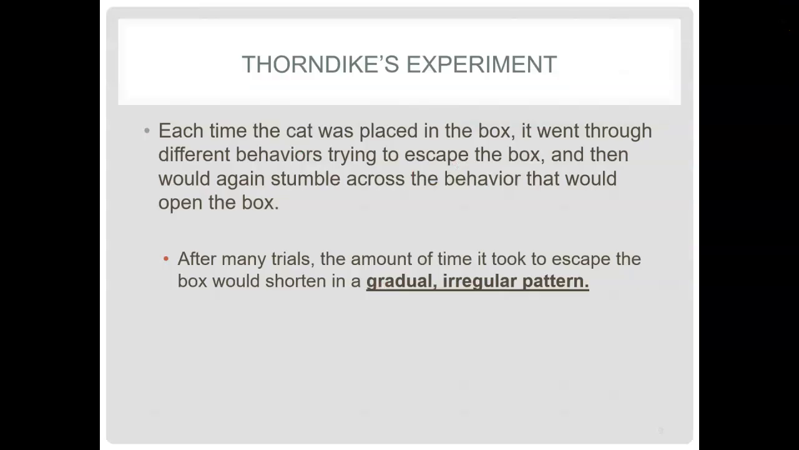So what's interesting is that each time the cat was placed in the box, it went through different behaviors trying to escape the box. Then it would stumble across the behavior that would open the box. It was always an accidental discovery for the cat because they don't have that kind of insight. With time, the cat would learn to shape its behavior. So over the course of many, many trials, the amount of time it took the cat to get out of the box was less and less and less. But it was at a gradual, irregular pattern.